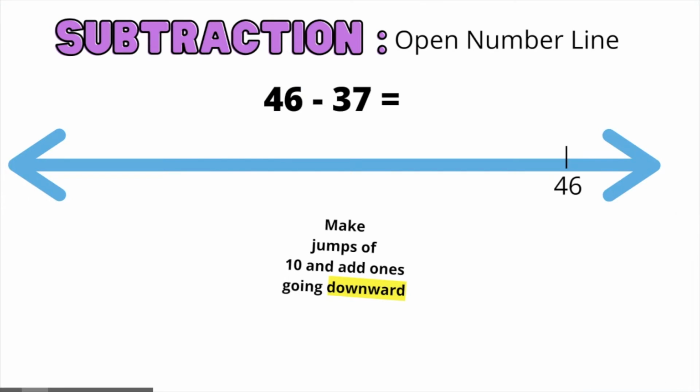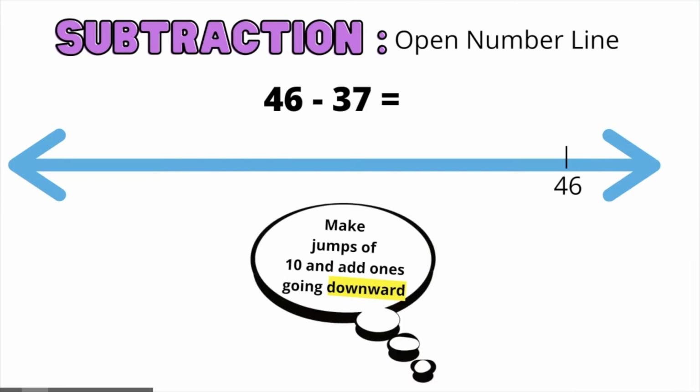Now let's go ahead and subtract using an open number line. So it's the same as addition, but in subtraction, we jump downward, not upward. So our starting number 46 will be here. Then we're going to jump by tens and ones and find our answer.